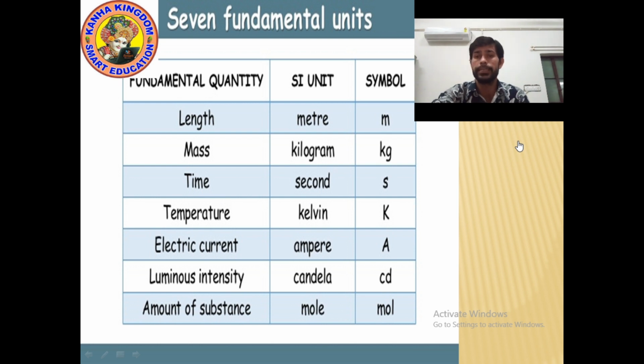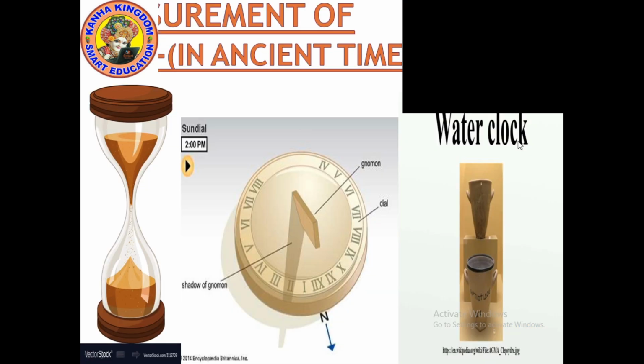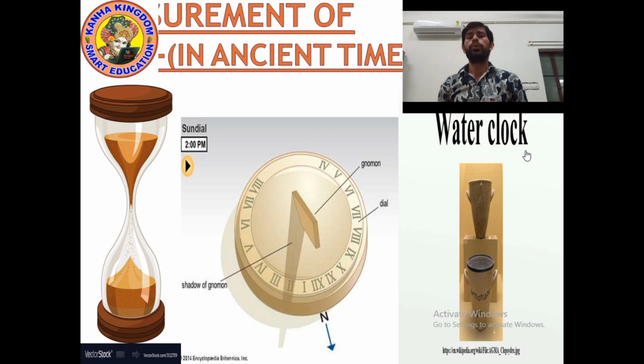Okay, now let's move on to the next point. Okay students, now let's talk about the measurement of time. So in ancient times, how did people measure the time? How did they know that it is 7 o'clock in the morning, it is afternoon, it is evening, or night? How?